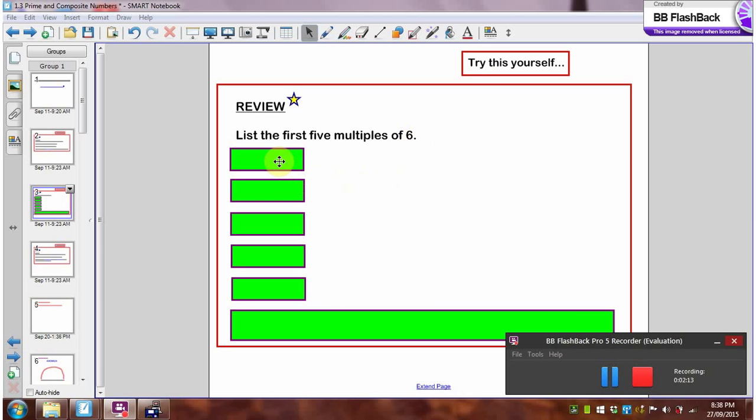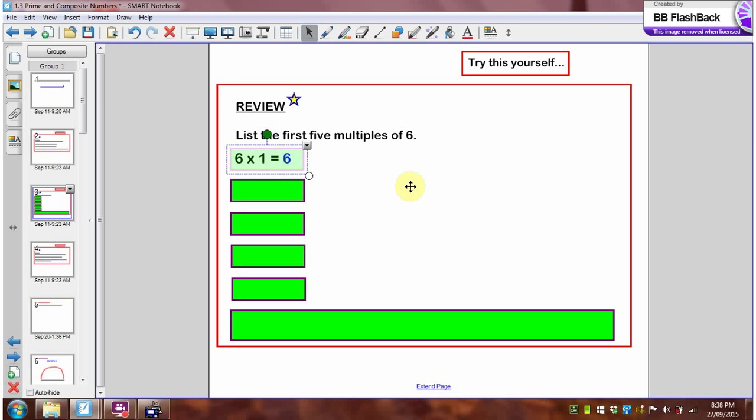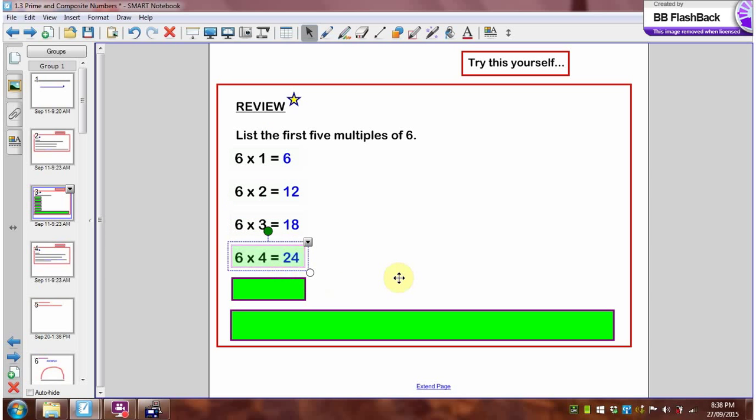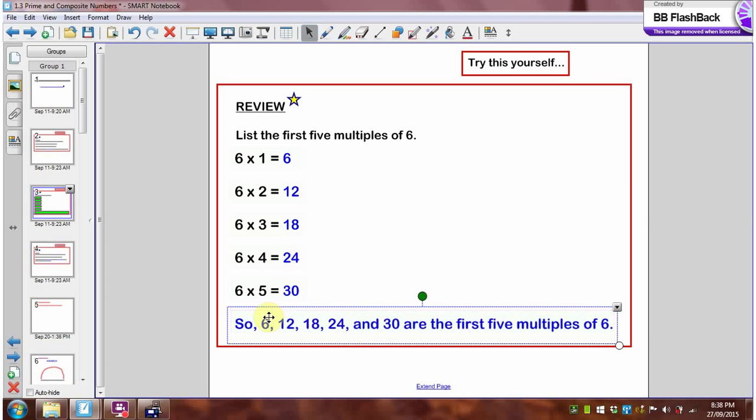6 times 1 is 6. 6 times 2, 12. 6 times 3, 18. 6 times 4, 24. And 6 times 5, 30. So these answers, these are our first 5 multiples. We just went up by 6. 6, 12, 18, 24, and 30. So I just like to list it out in a sentence. So these numbers are the first 5 multiples of 6.